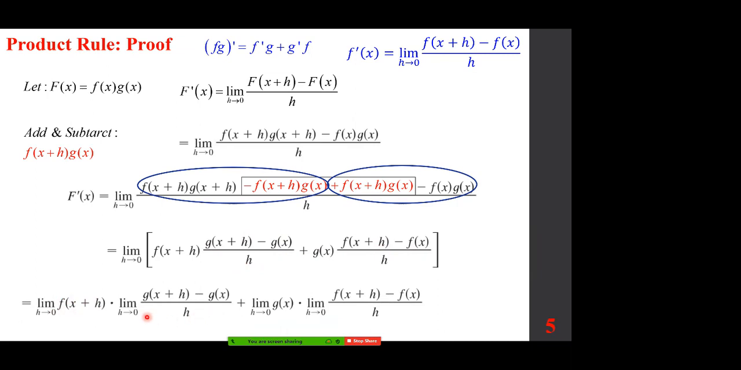What is this one? By definition, g prime. What is this one, g of x? By definition, it's f prime. Okay. So believe it or not, this is the proof.